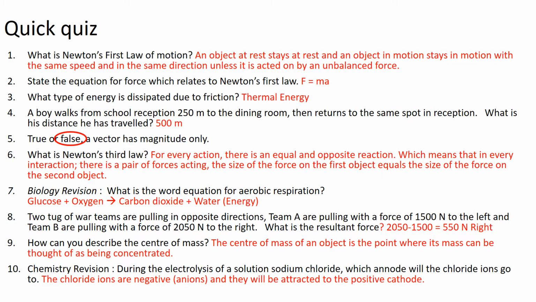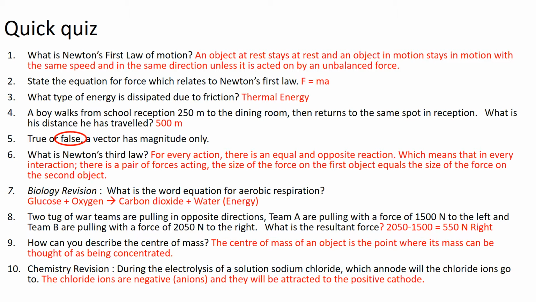So my answers: Newton's first law, an object stays at rest and in the same direction, as you can read, unless it's acted on by an unbalanced force. State the equation for force, which for Newton's second law, force equals mass times acceleration. And what type of energy is dissipated due to friction? Thermal energy. Heat energy is fine. Thermal energy is a better answer.